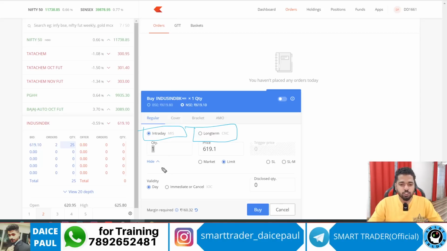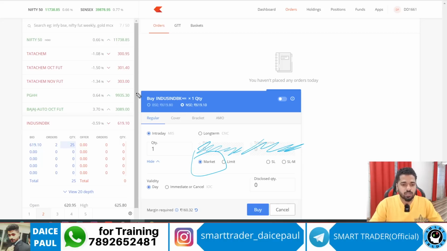Now coming to another four terms, that is market, limit, SL, SLM. Market is very simple. For example, you want to buy this particular share of IndusInd Bank, then click on market. You see the price is grayed out. You cannot do any manual entry over here. That means whatever price you see over here, this will be triggered.